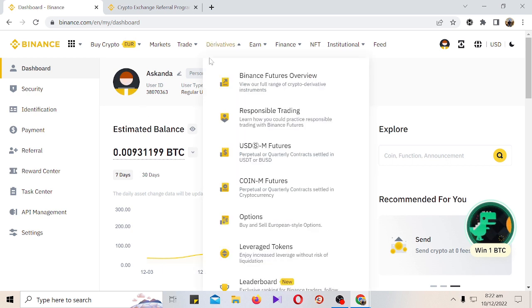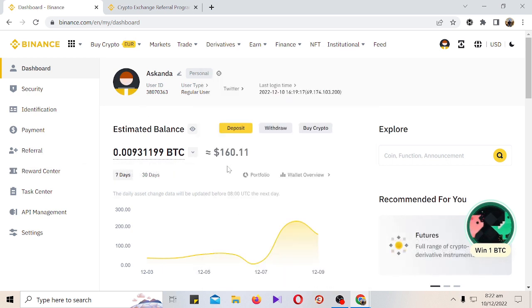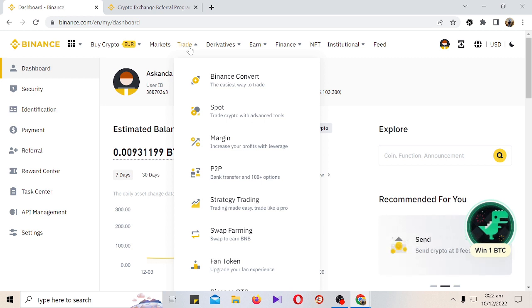Once you are done, now we are going to fund our Binance account, so that we can start trading futures on Binance and start making money. We are just going to click on trade. If you are using an Android phone or iPhone, it's still the same process. Just click on trade. When you click on trade, you see P2P here. So make sure you click on the P2P here.